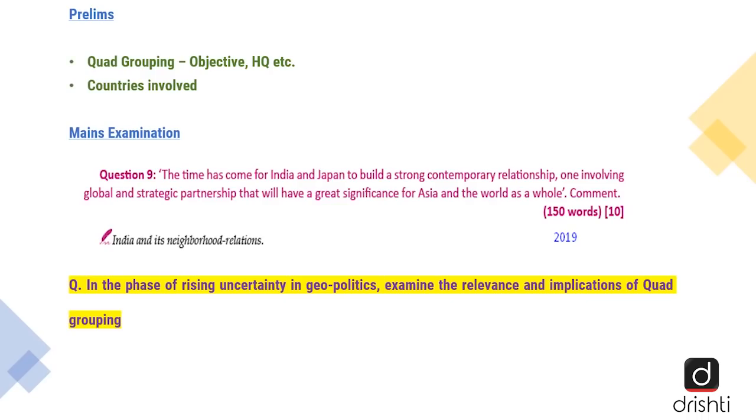Now, let us try to understand this editorial from the prelims and mains perspective. From the prelims perspective, UPSC has not asked anything so far related to the Quad grouping, but it can be very unpredictable. So one question can definitely come from the Quad grouping related to its objective, and whether it has a headquarters in some country, etc. Some questions can be asked. Also, a question can be raised related to the countries involved in the Quad grouping.